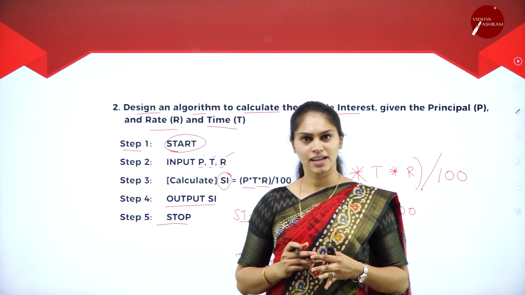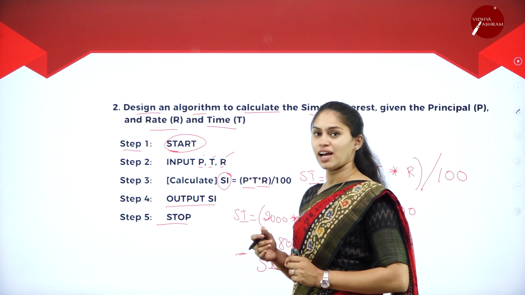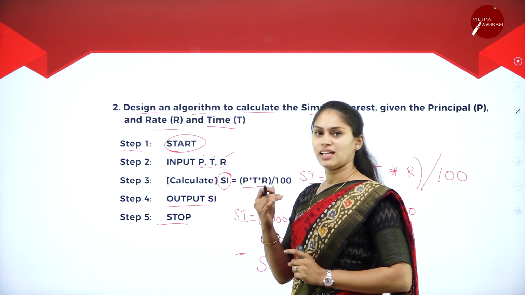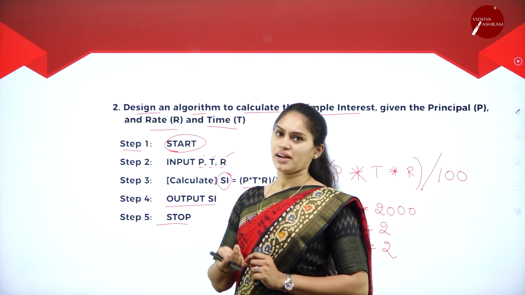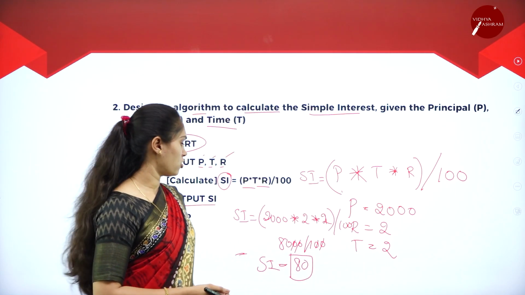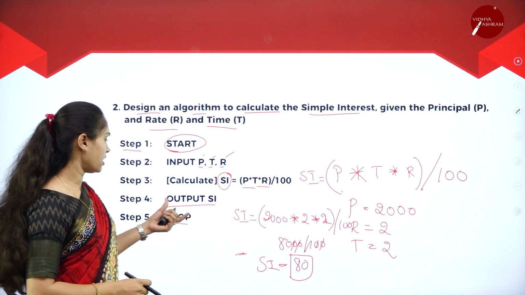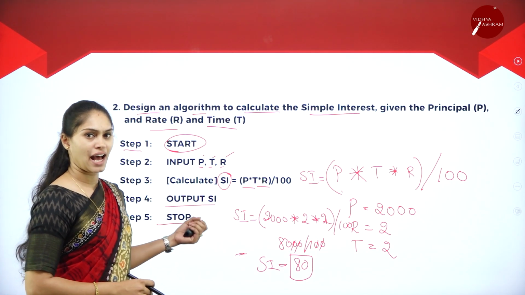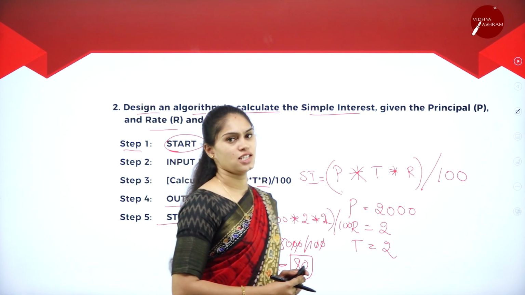P, T and R. What is the calculation part that we are doing? We are multiplying the value of principal amount with T, that is time, with rate of interest, then it needs to be divided by 100. So that we are going to get some value, and that value will be stored in this SI variable. Once we get the output, it has to stop. So at last, we are going to specify that as stop.